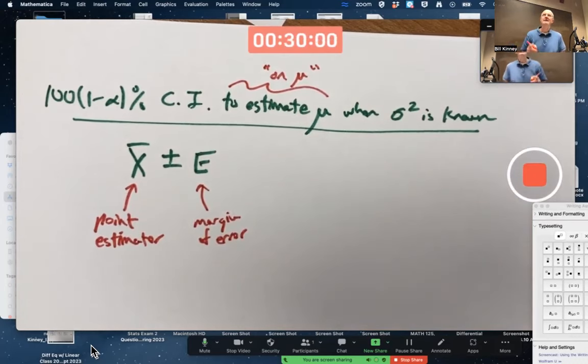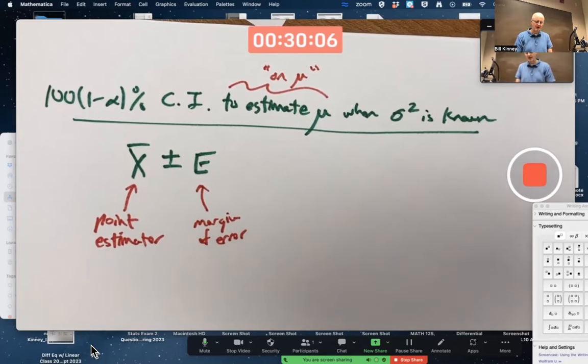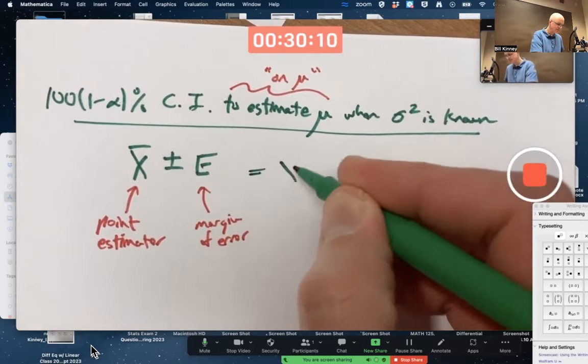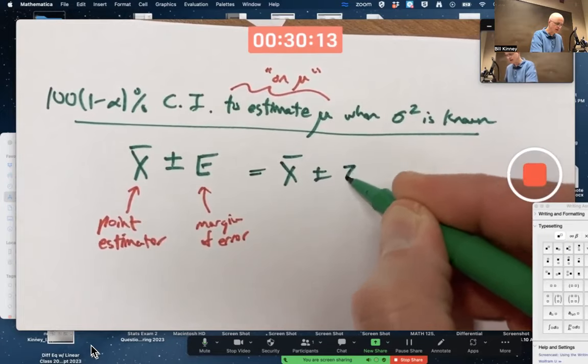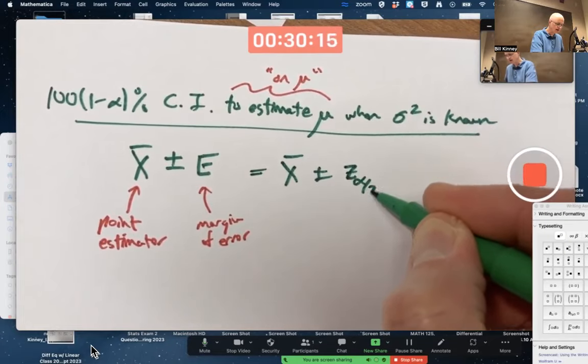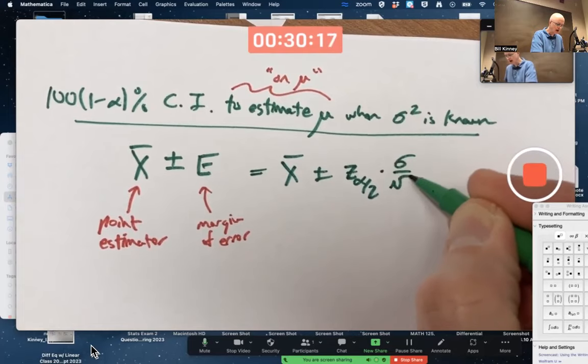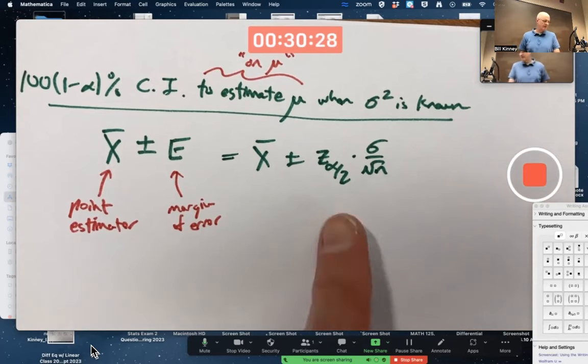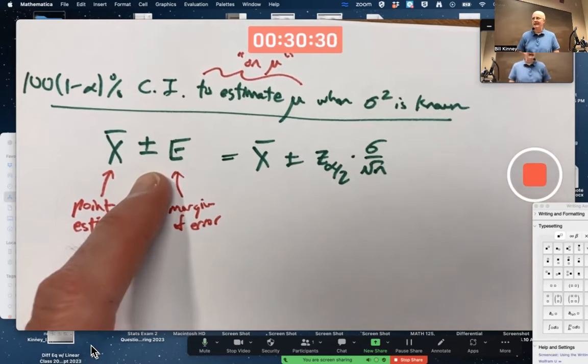I did make it a capital E, though in this circumstance, it's actually not a random variable. When we know sigma squared, and if the sample size is fixed, here is the formula for that margin of error. And that expression, z sub alpha over 2 times sigma over square root of n, again, if sigma is known and n is fixed and alpha is given, that's not a random variable. Okay, I'll go ahead and use a capital E anyway.